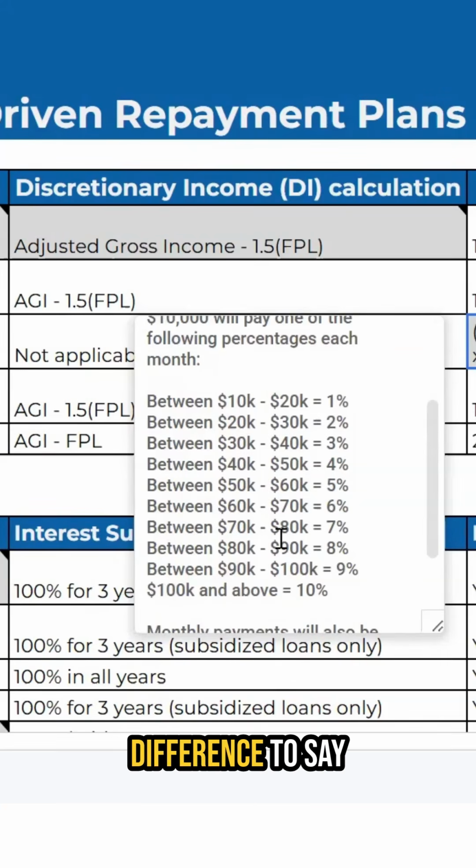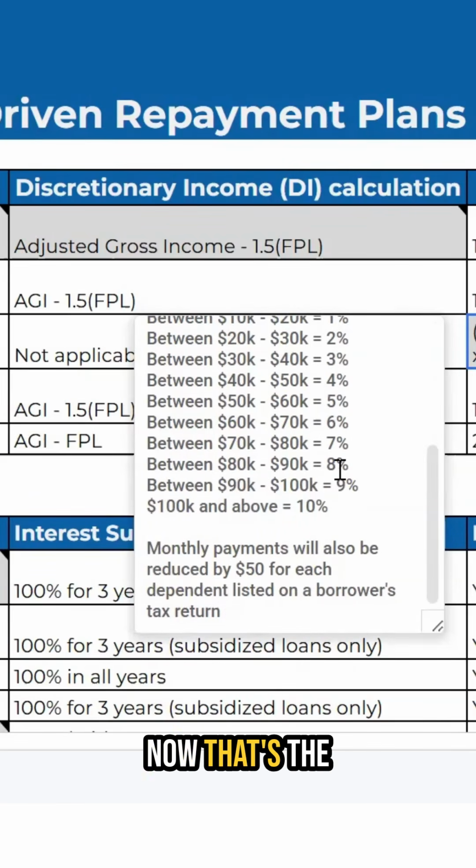That is a huge difference to say that $1 higher or lower on adjusted gross income is the difference between $83 more per month on a student loan payment. But again, it calls to mind the importance of understanding the structure of your plan. Now, that's the income factor.